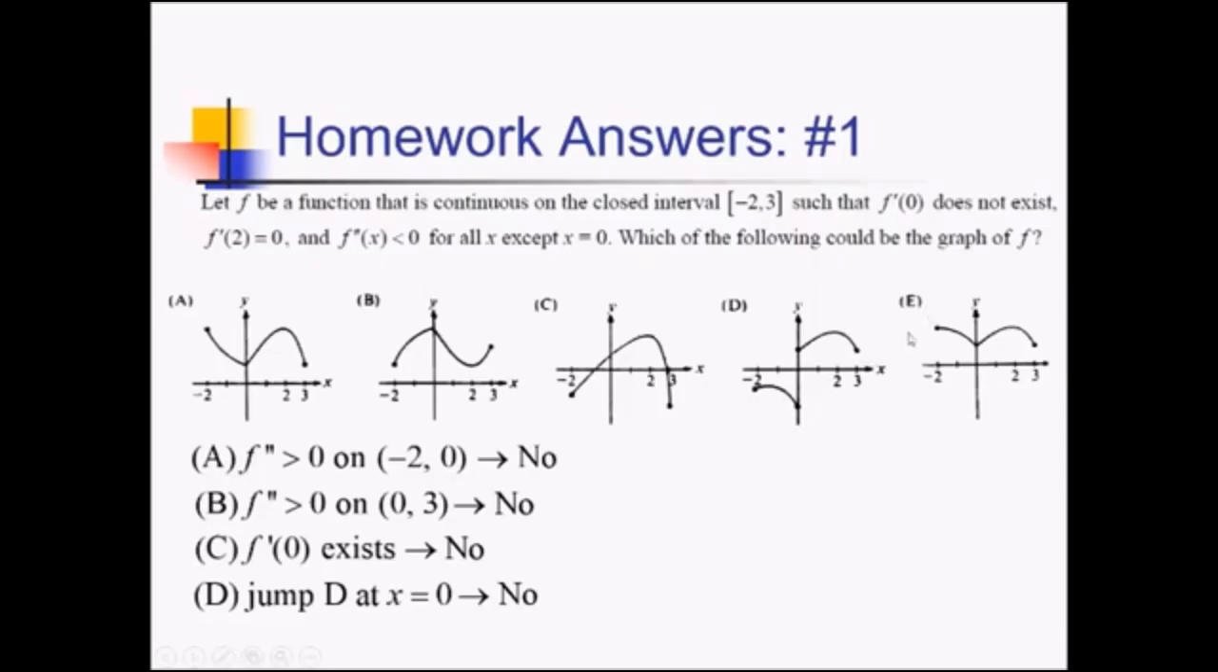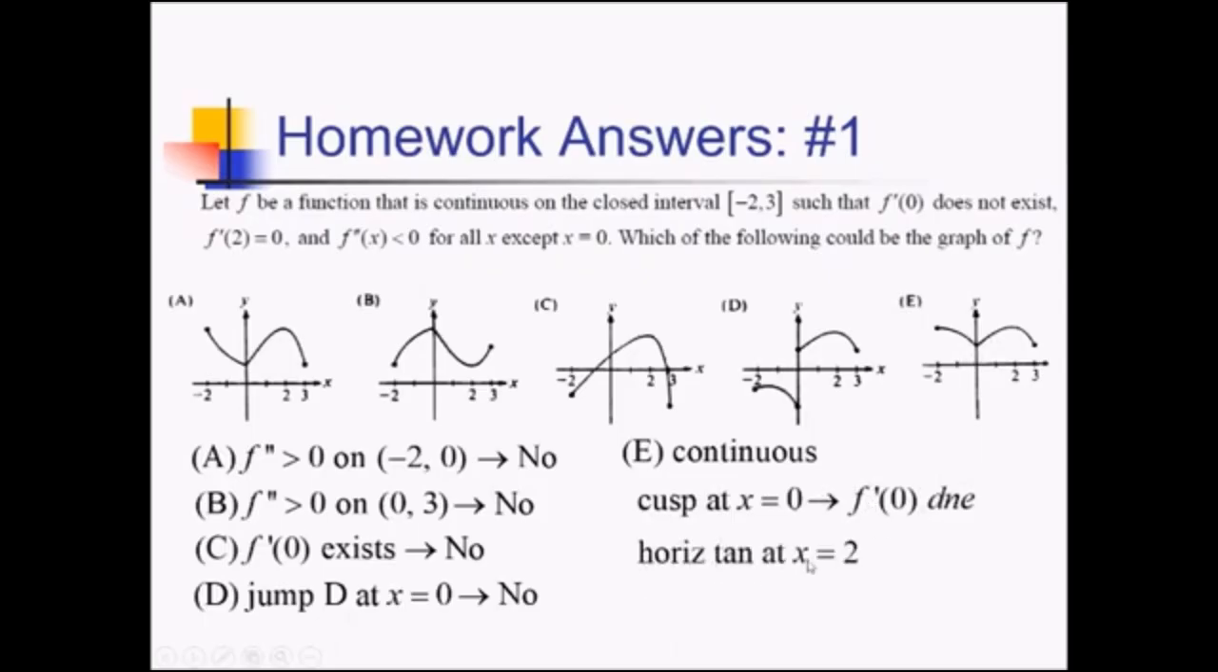Now let's just go through all the conditions with E just to be sure. E is definitely continuous. And f prime of 0, we've got a cusp at 0. So f prime of 0 does not exist for that reason. We also have a smooth turnaround, or you could say a horizontal tangent line, at x equals 2. And then finally, we are concave down everywhere except for x equals 0. So that means that we can also say this last condition is met. So all that gives us choice E.